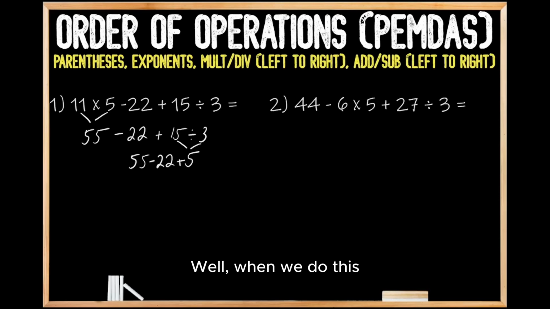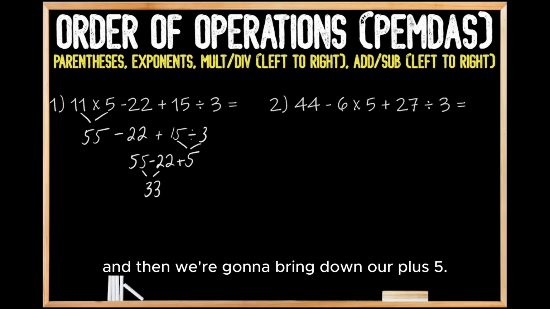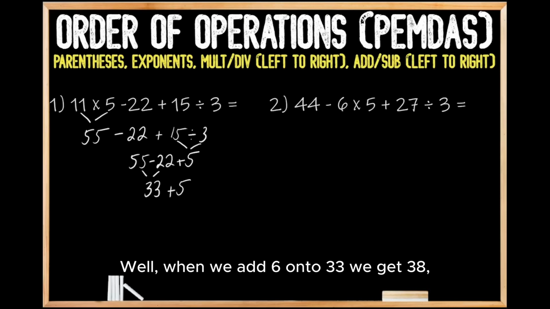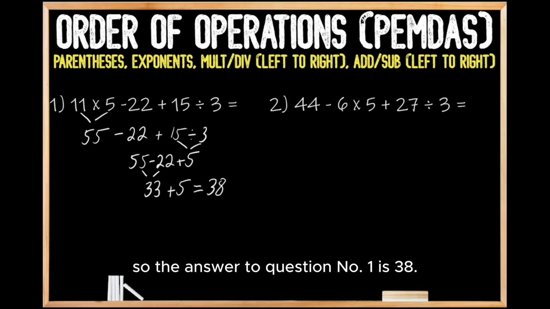Well, when we do this, that's going to leave us with 33, and then we're going to bring down our plus 5. So that just leaves us with adding 5 onto 33. Well, when we add 5 onto 33, we get 38. So the answer to question number 1 is 38.